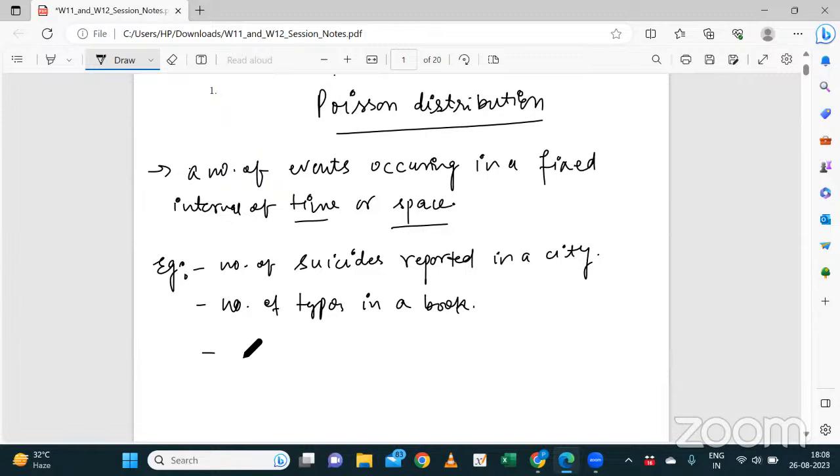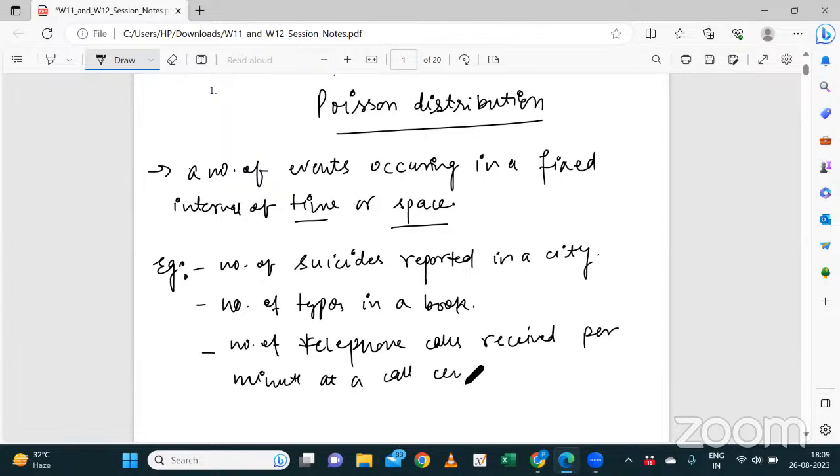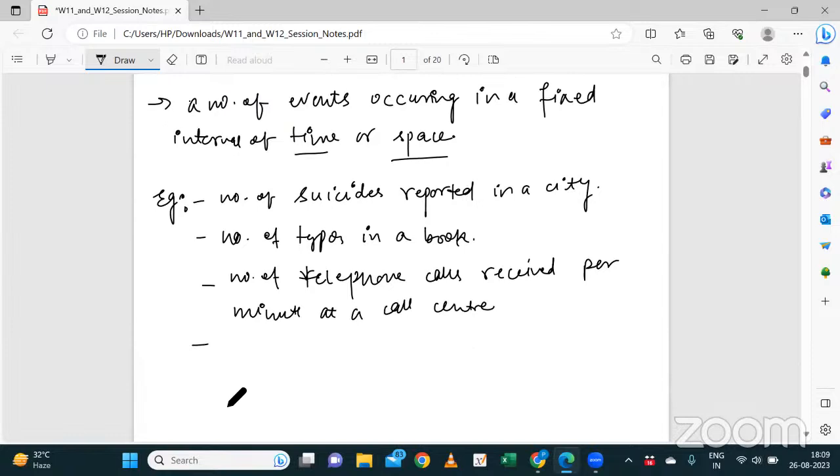Or you can say the number of telephone calls received per minute at a call center. What else can be an example? Another can be the number of vehicles passing through a traffic intersection in a fixed time interval of 1 minute or 10 minutes, something like that.